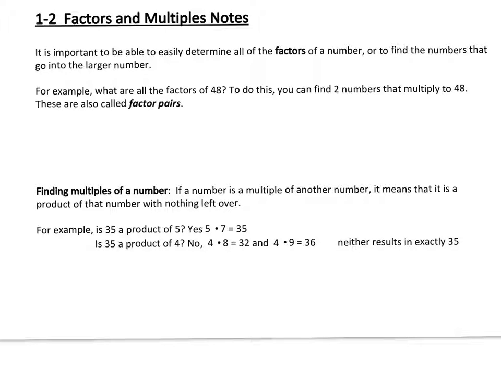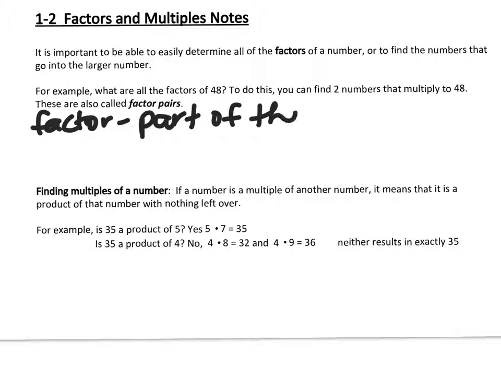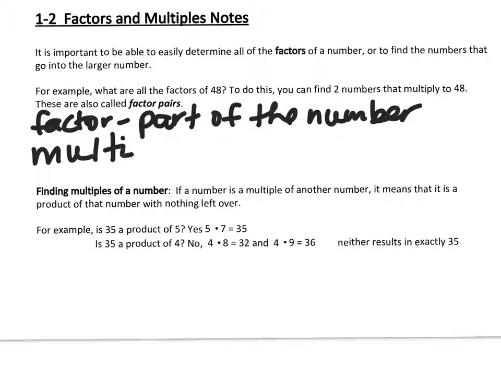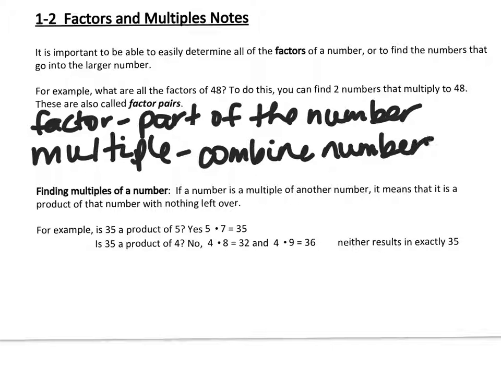1-2, factors and multiples. So that's some vocabulary we need to talk about, first of all. So a factor is a part of the number, okay? A multiple happens when you combine numbers together by multiplication, okay? Hence the word multiple, okay?